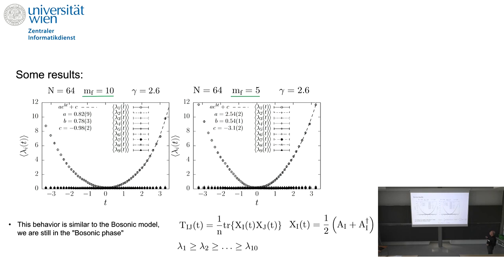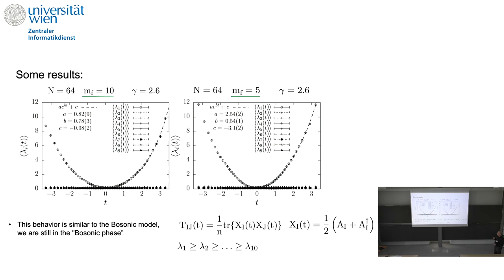Now we stay at the same gamma and decrease MF. We were able to go up to MF equal to 5. And we see that by decreasing MF, we have maybe some slight stronger expansion than when MF is equal to 10.